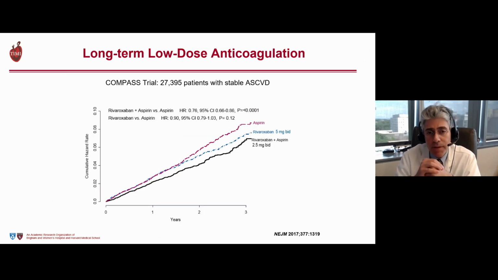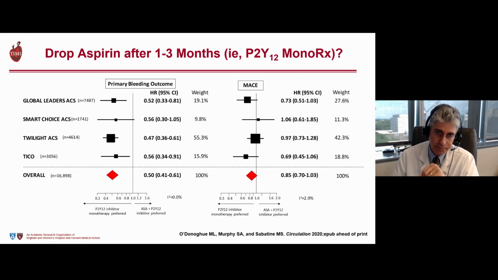And these are the COMPASS data saying for patients with stable ASCVD on a background of aspirin, you get some benefit by adding rivaroxaban, very low dose, not the AFib dosing, very low dose. So some data that our patients who have had ASCVD, particularly the patients with MI, they're at high ischemic risk, and we need to do more than just have aspirin monotherapy. More complicated, though, is what that therapy should be.